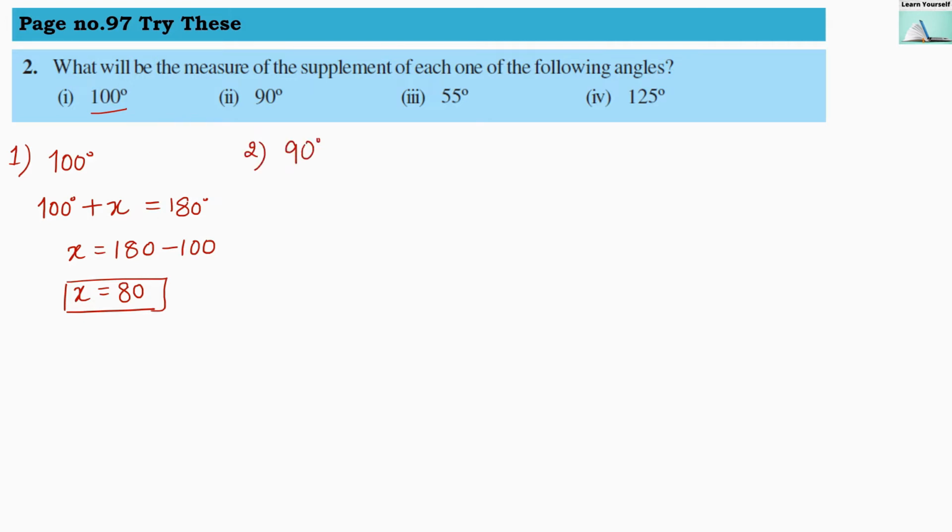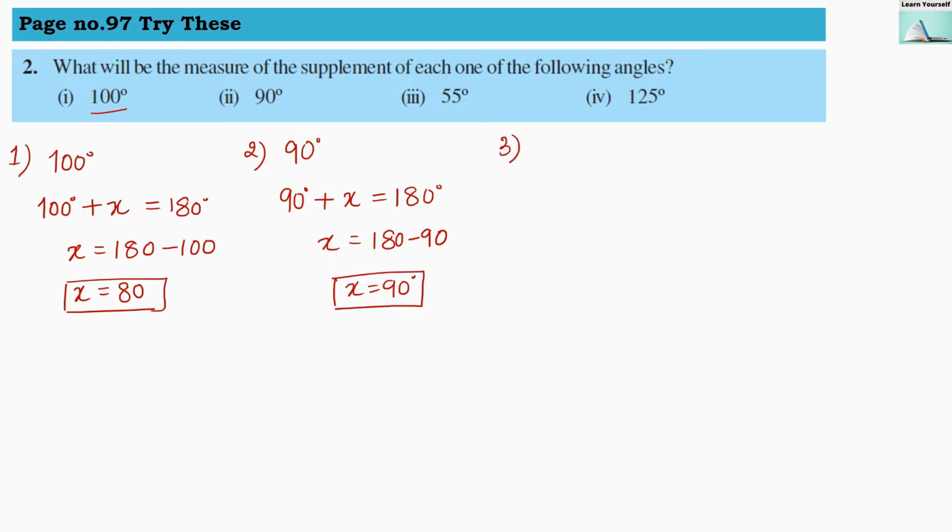Second, the angle is 90 degree. So 90 degree plus, let us assume the second angle, that is x. Together they should give us 180 degree. So x equals 180 minus 90, which will give us x equals 90 degree. So this will be the measure of the second angle.